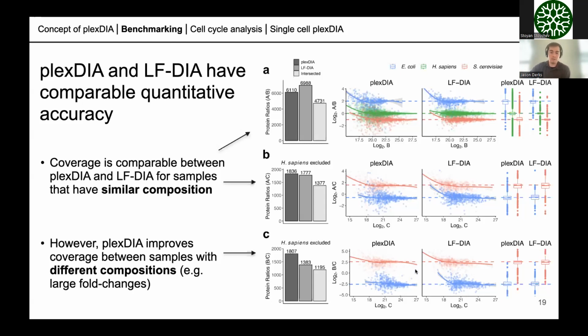For the quantitative accuracy, we did some LFQ bench experiments and plotted them. Basically, we know what the ratio should be, and so we just plot what our actual values are. And we find that we have very high accuracy with plexDIA compared to label-free DIA on average.